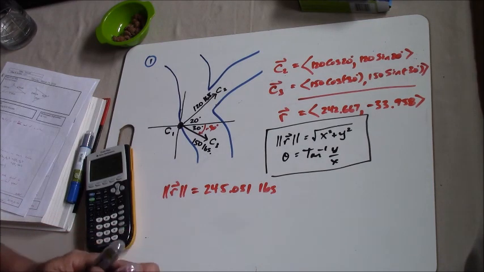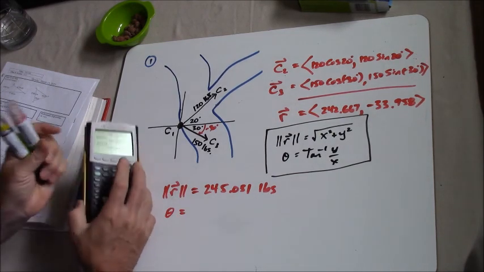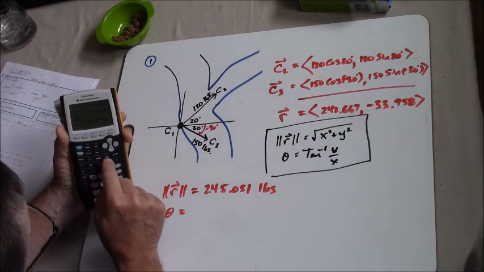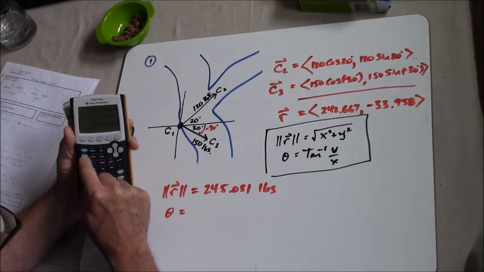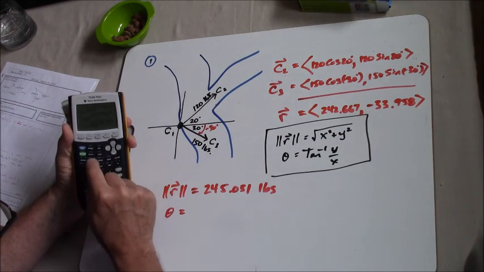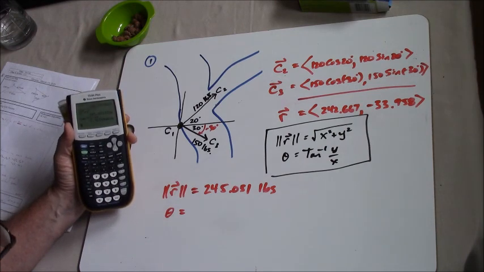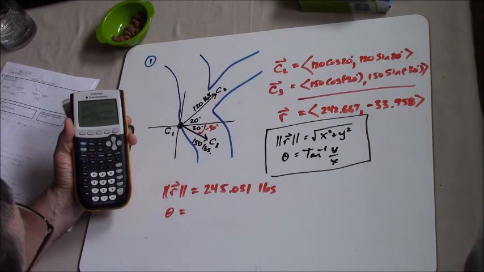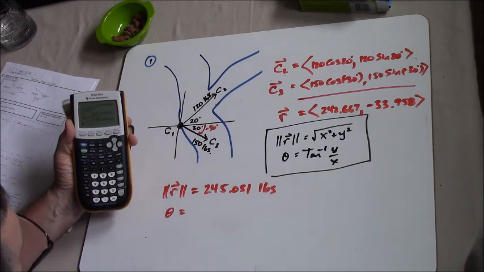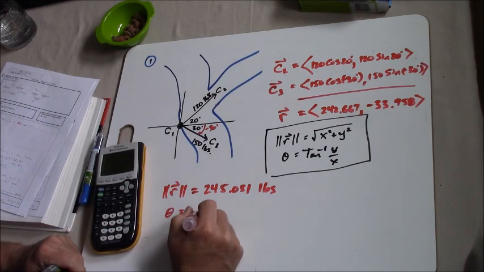All right, and so at what angle? So theta is going to equal, we'll take our calculator and we'll go second tangent of y over x. So alpha y divided by x. And the actual direction is a negative 7.966 degrees.